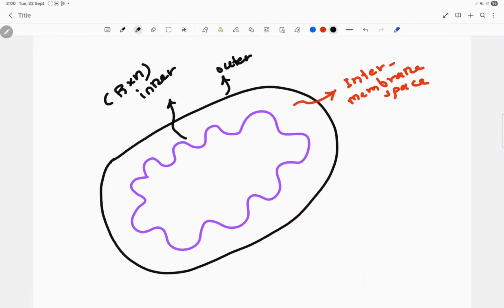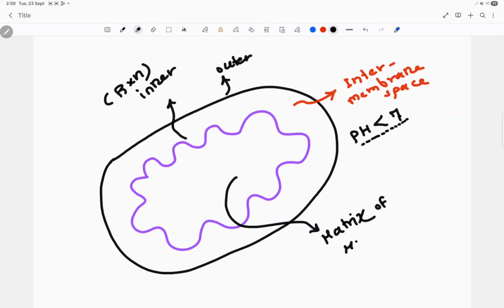The space between those two membranes will have a pH that's less than 7 for the most part. It's going to be acidic. The inner? The intermembrane space. And here, this is called the mitochondrial matrix. The matrix of the mitochondria. Any reactions that occur in the mitochondria must have O2 supplied to them.